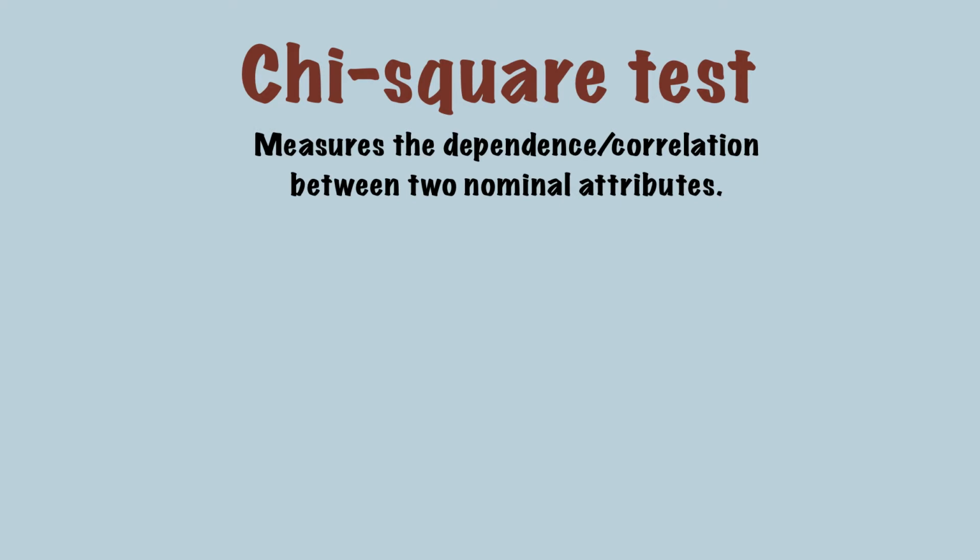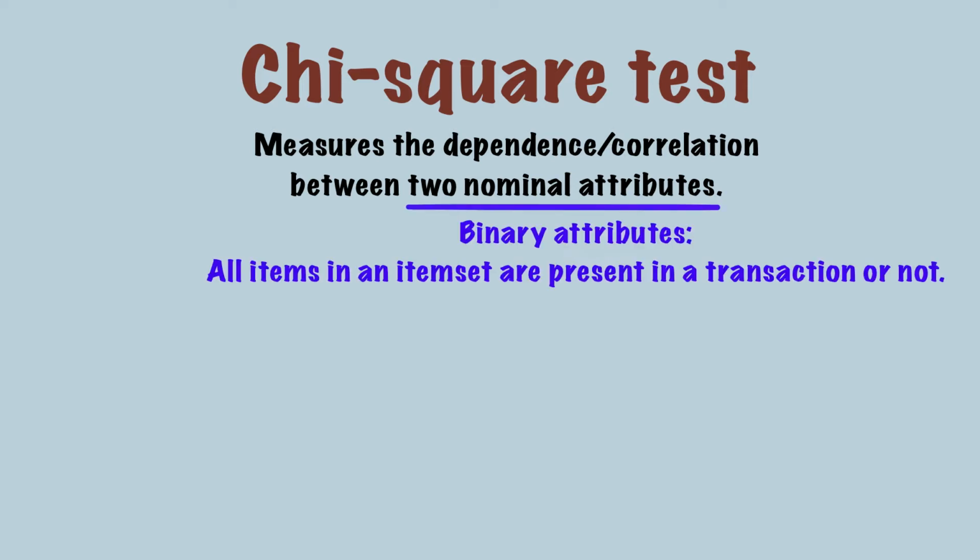Chi-square test is used to measure the correlation between two nominal attributes. The attributes have to be nominal, otherwise the result would be meaningless. In the data type video we've discussed, binary attribute is just a special case of nominal with only two states. In terms of transactions, we can apply the binary concept. The two scenarios are whether all the items are present in a transaction or not.